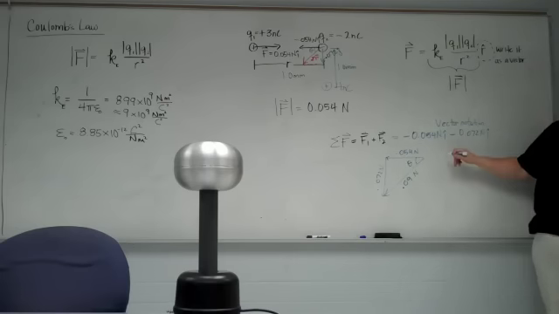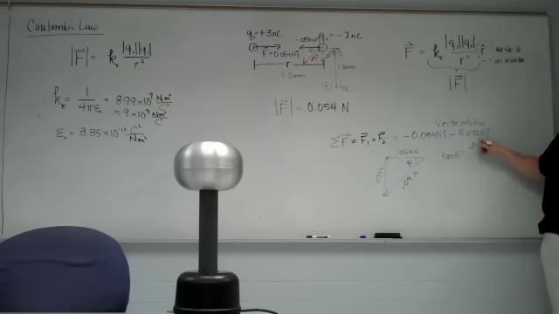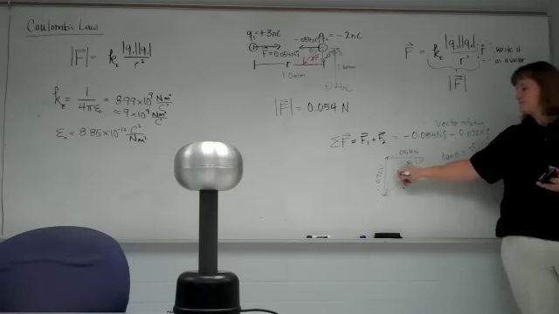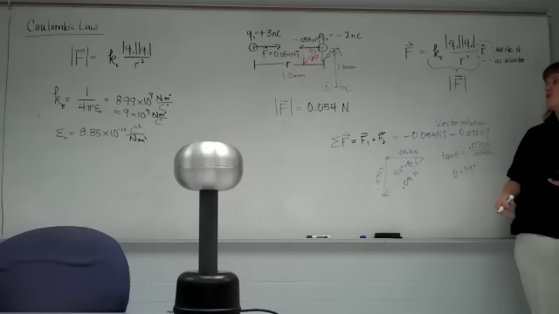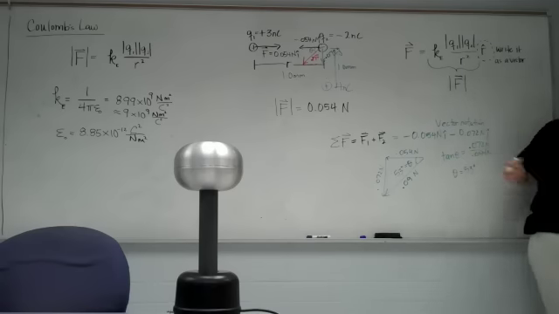Direction, angle, we know the tangent of theta is the opposite side, so 0.072 newtons over the adjacent side, 0.054 newtons. So the inverse tangent of 0.072 divided by 0.054, theta is 53 degrees. So 53 degrees below the negative x-axis would be our angle.